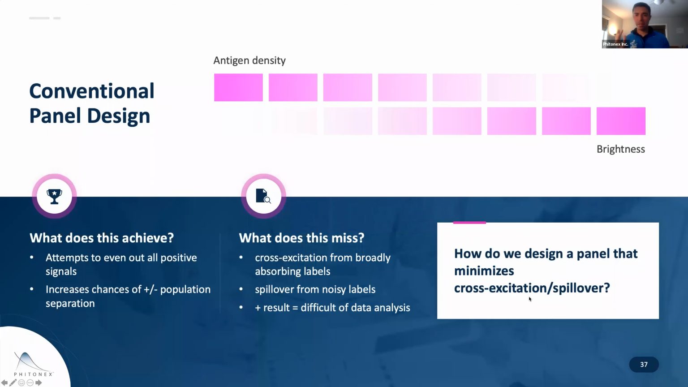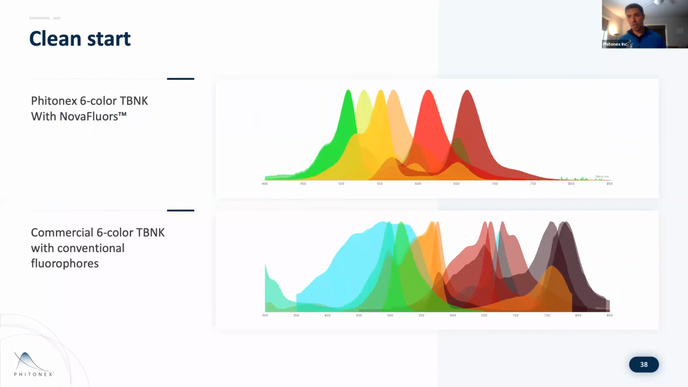So we try to take a bit of a lateral view on this, which is, well, okay, what if we design a panel that minimizes cross excitation and spillover? And so we came up with a small parameter example to try and make this work. And so what we did is we took a TBNK kit, a conventional 6-color TBNK with conventional fluorophores, right, which is off the blue and the red laser.